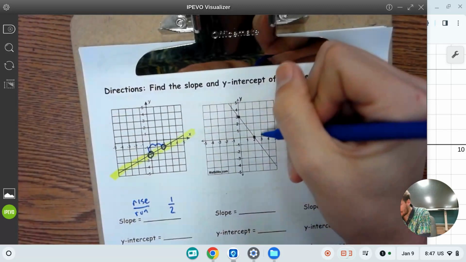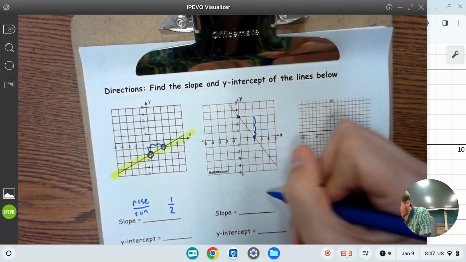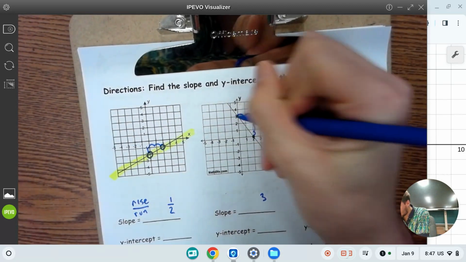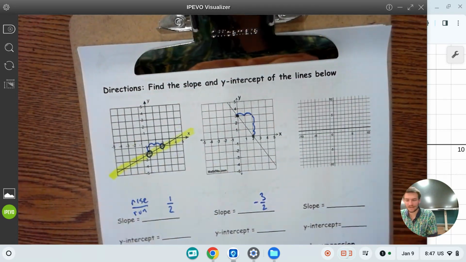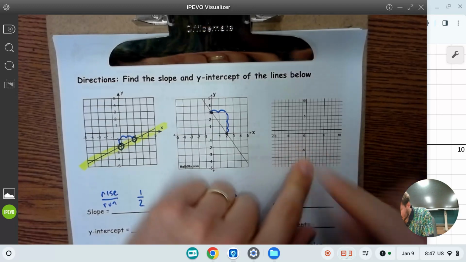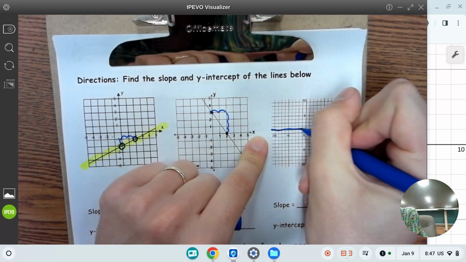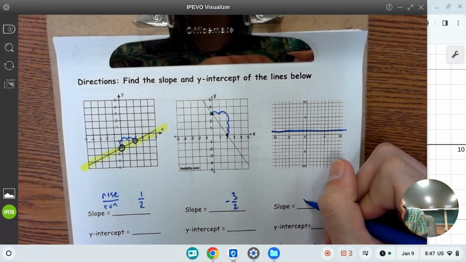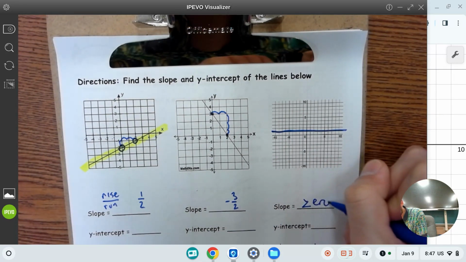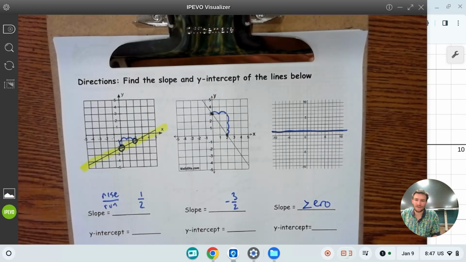This is definitely a review. Rising 3, running 2, and that is a negative because I'm going left. Here, it's really hard to see, but we're talking about this horizontal graph here. My slope there is going to be 0 because we have a nice flat graph.